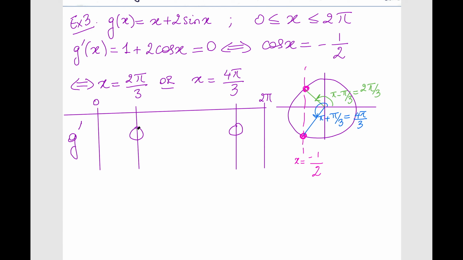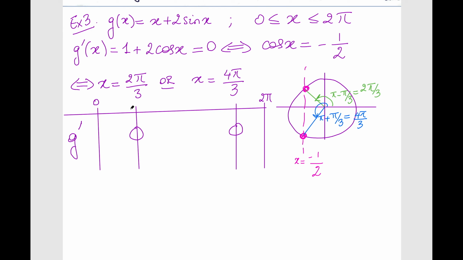Why? Because if it were to change a sign between 0 and 2 pi over 3, then it should have been 0 somewhere in between, correct? What does it mean for g prime to change sign? It goes from plus to minus or minus to plus. It means somewhere it neutralized. And we know that this is the first time it neutralizes after 0. As such, there's no way it's going to change sign in between, right? This is the essence of the discussion. All right, so that means the sign is unique here.